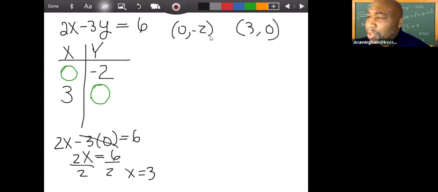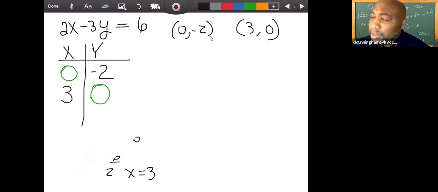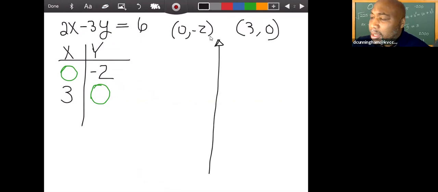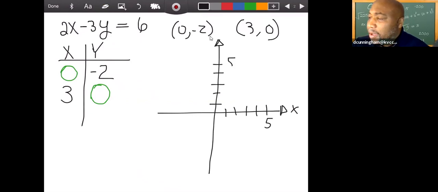Now these are special points. I use these on purpose because these are special points, and you'll see in a second. A lot of you may start using these type of points when you want to graph like this. So let's get our X and the Y axis. So this is my X axis, 1, 2, 3, 4, 5, 1, 2, 3, 4, 5. And then this is my Y axis, and this is negative, and then 1, 2, 3, 4, 5, negative.